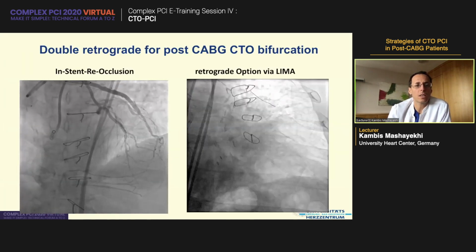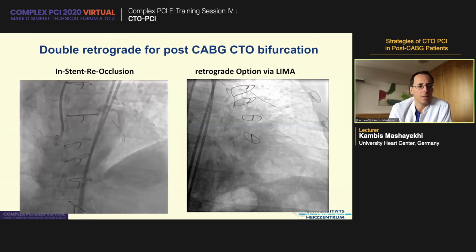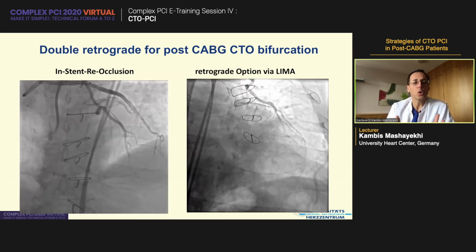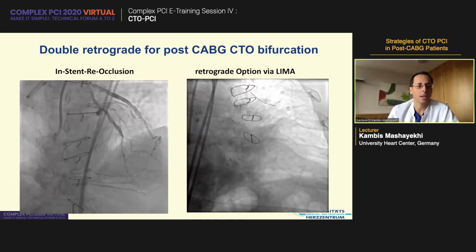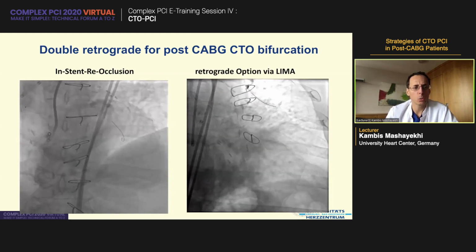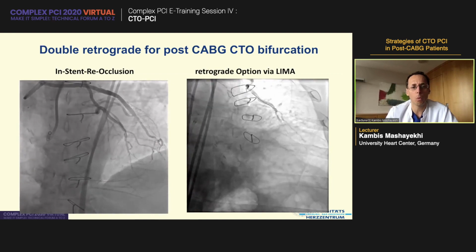Here you see instant re-occlusion. I did the case in another hospital, and finally, before doing the kissing, the tube crashed, and I came back 3 months later, and what I saw was a re-occlusion of the whole artery. So I had to go again and do the whole work again.